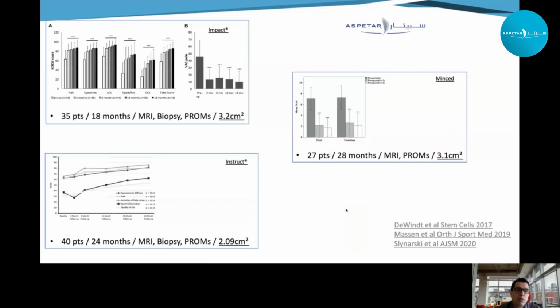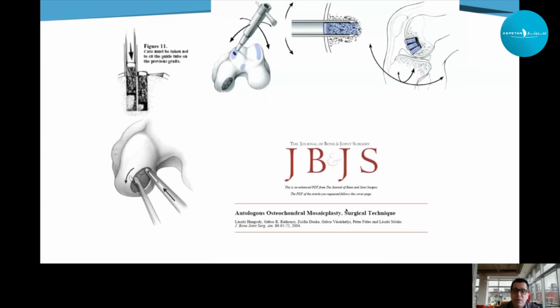And these are very good results coming from this approach with one-stage techniques, which were developed literally because chondrocyte implantation techniques, cultured autologous chondrocytes, are very expensive, and we are facing regulatory issues down the line all over the world.